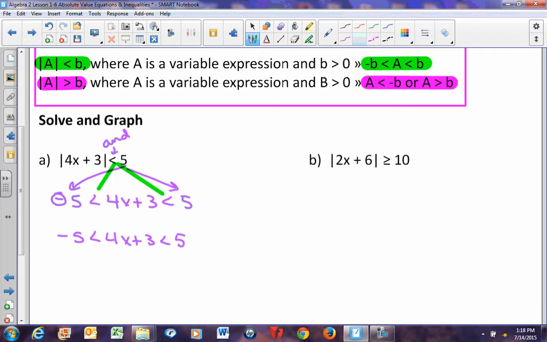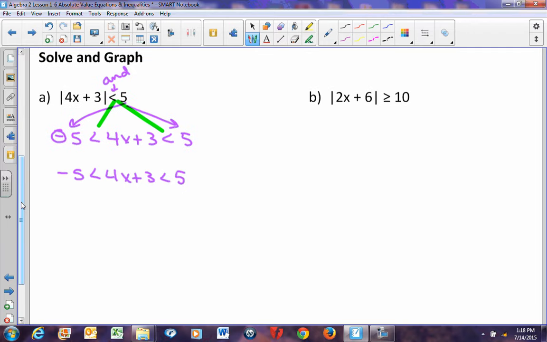Now I need to isolate the 4x. Get the 4x in the middle all by itself. So subtract from here, subtract from here, subtract from here, because essentially there are 3 sides to this equation. Okay? There's the inequality symbol, there's the inequality symbol. This is the middle portion. The 4x plus 3 is the middle portion. The other 2 are the ends. So if I subtract 3, I'm going to get negative 8 is less than 4x, which is less than 2.